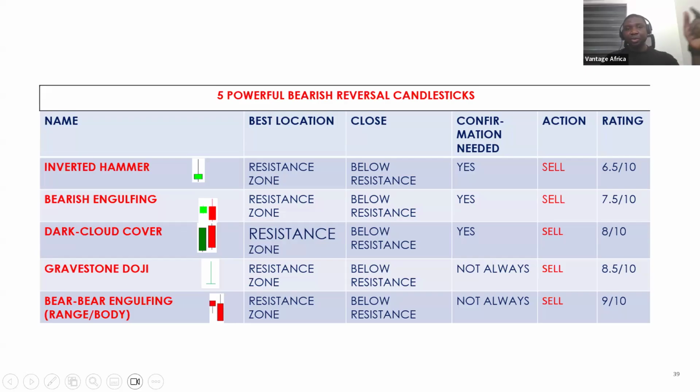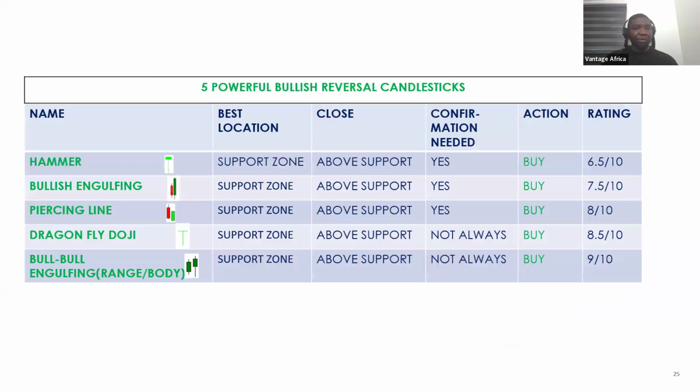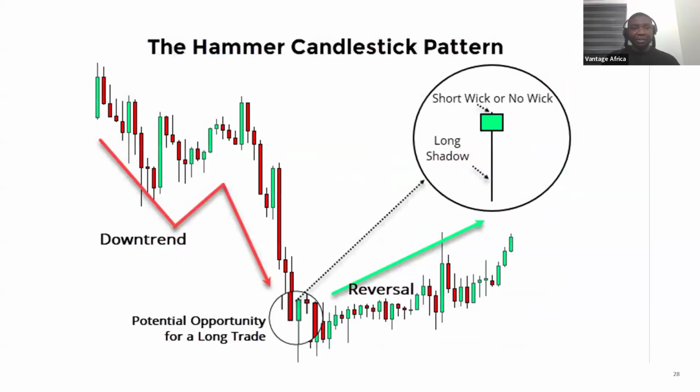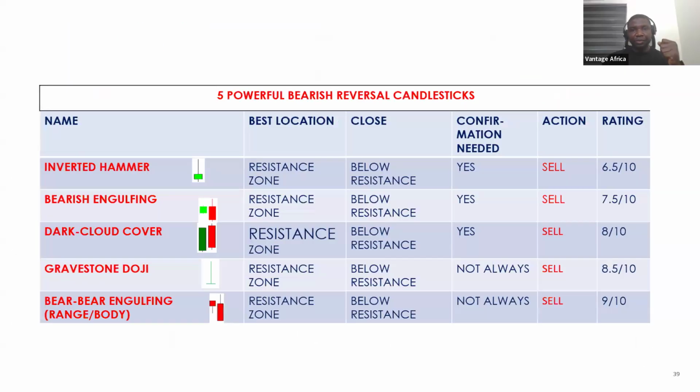Then you have a gravestone doji. Right? The gravestone doji is the opposite of the doji we talked about before, the dragonfly doji. The dragonfly doji is the bullish one, while the gravestone doji is the bearish one. Now, when you see a bearish candlestick form like this at a resistance, that is a sign for a sell.